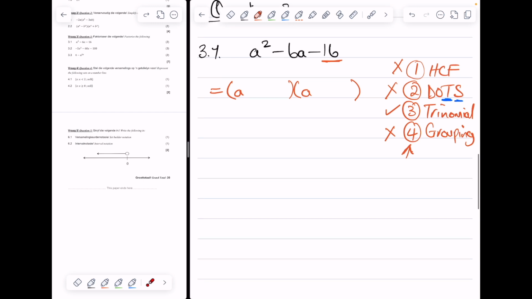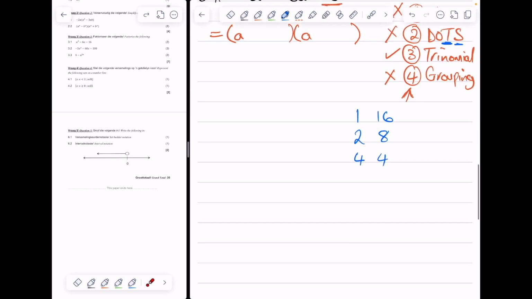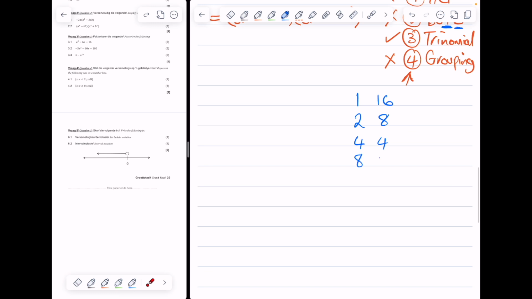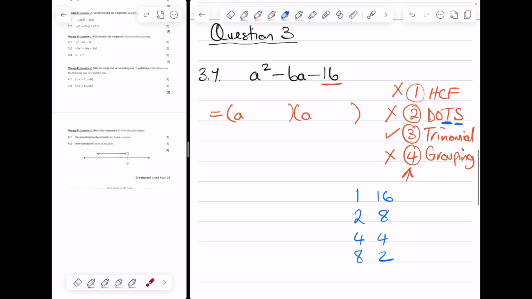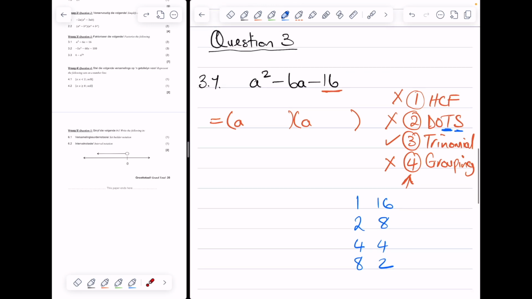But if I look at the factor pairs of 16, then I know I have 1 and 16, I have 2 and 8, I have 4 and 4, and I think that's about it. Of course you can swap around the 8 and 2, just in case you need to place them differently according to your trinomial.